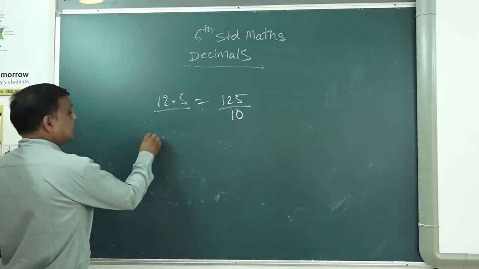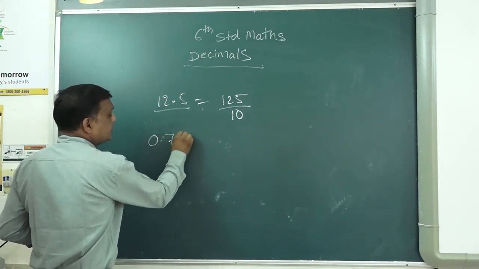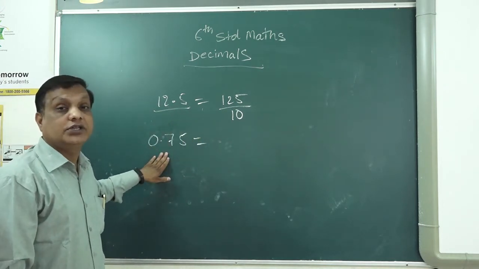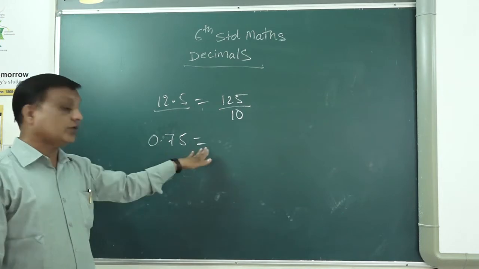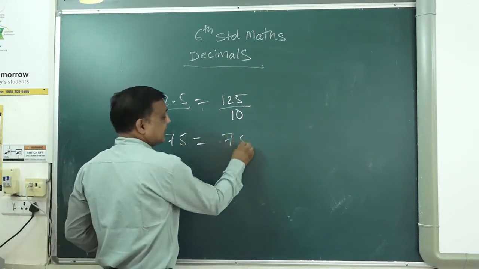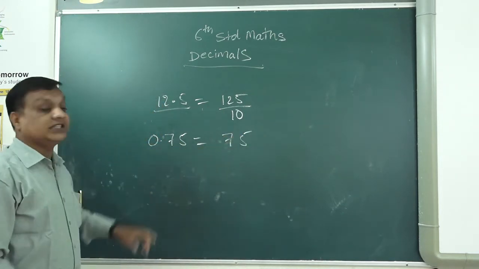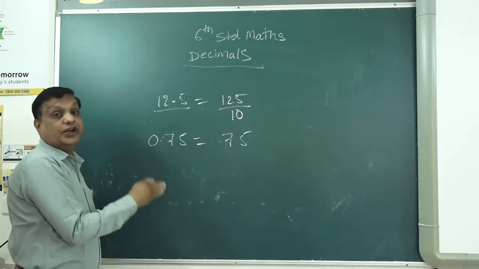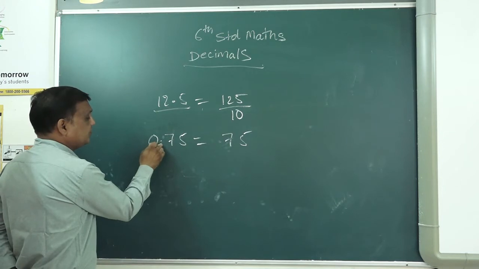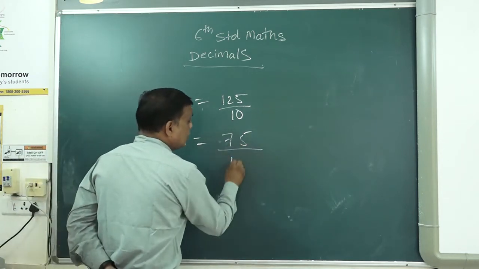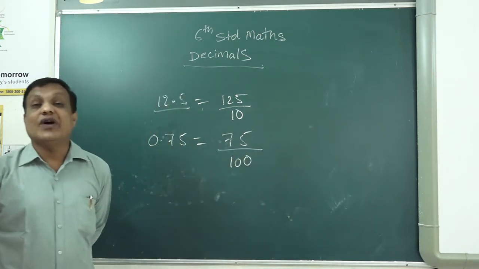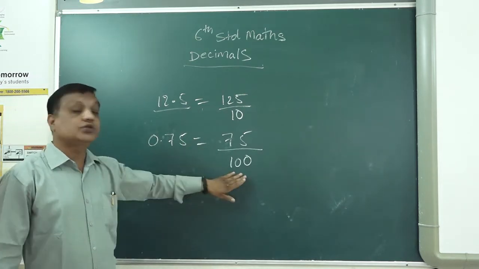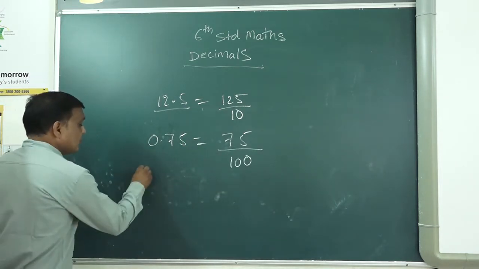Suppose the number here is 0.75. It is a decimal. Now I want to write this number as a fraction. So you write the number 75 together as it is. Now see how many digits there are after the decimal point. There are 2 digits after the point, so below you have to write 100. Why? Because there are 2 digits after the point. So 2 digits means 100.